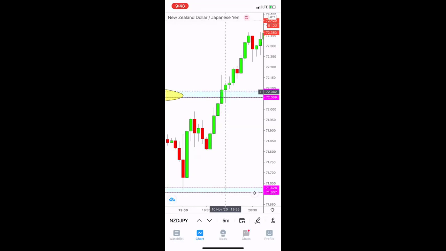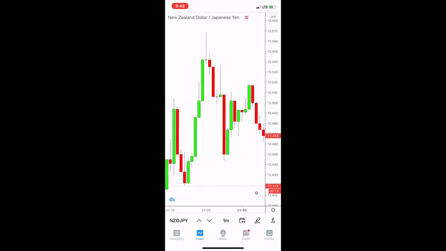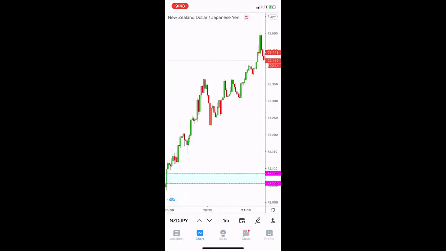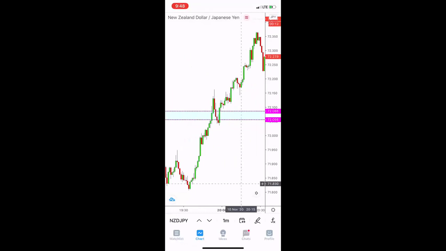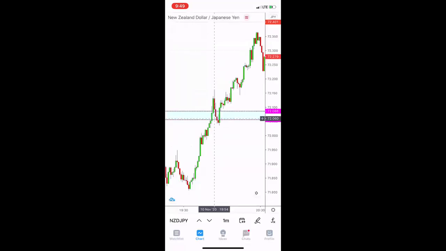If you were ambitious like me and fearless, I would have taken this as an entry. And then let's go savage mode. Let's go 1 minute. Wow. Look at that. Break. Retest. Entry on the 1 minute. How crazy is that? Just because the 1 minute is in here does not mean you don't have to use it. So it's up to you if you want to.